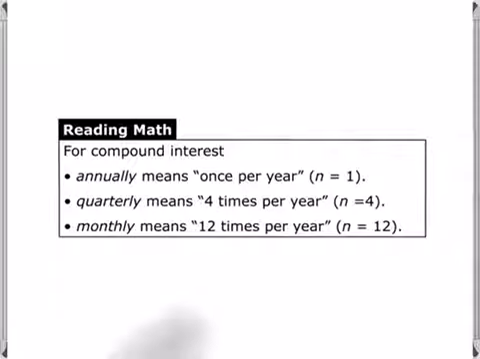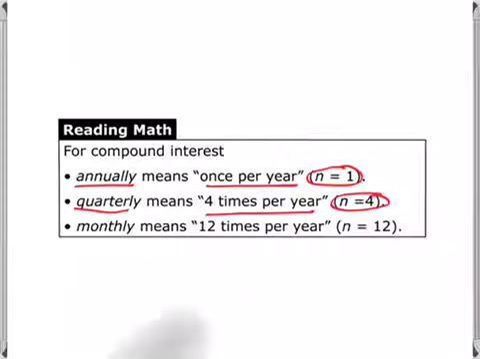Quick point of reference: the word annual tells us that something is being compounded once per year, so your N value will be 1. Quarterly means 4 times per year, so N would be 4, and monthly means 12 times per year, so N would be 12.